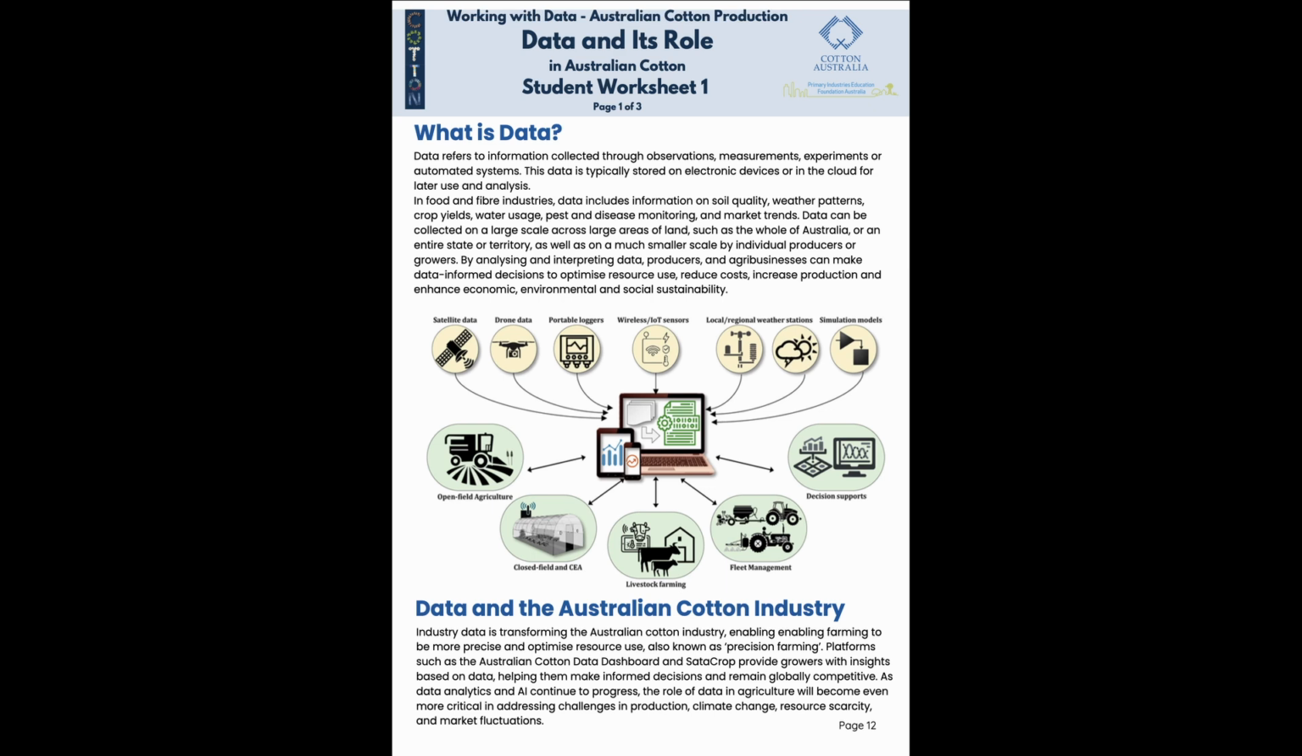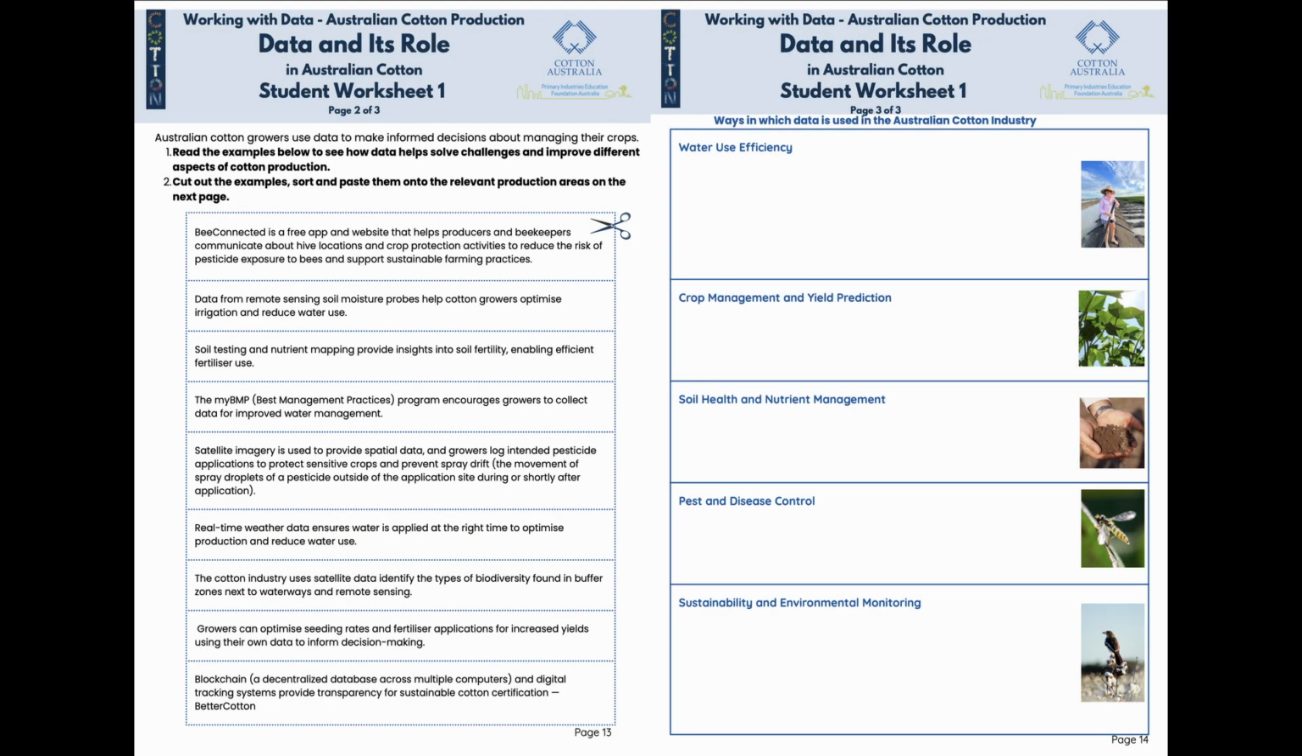The first activity from the resource introduces students to the types of data used in cotton production to inform decision-making, solve challenges, and improve different aspects of production. Students complete a hands-on sorting task, linking real-world industry data to production areas such as water use efficiency, crop management, and sustainability. It's collaborative, practical, and can be used as a standalone activity or as an excellent entry point into the activities that follow.